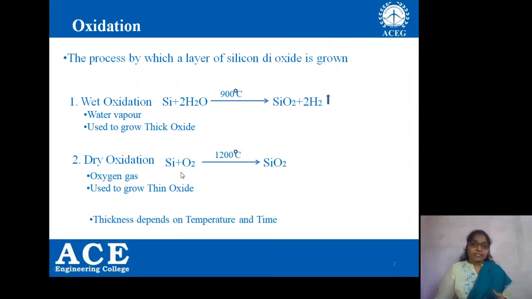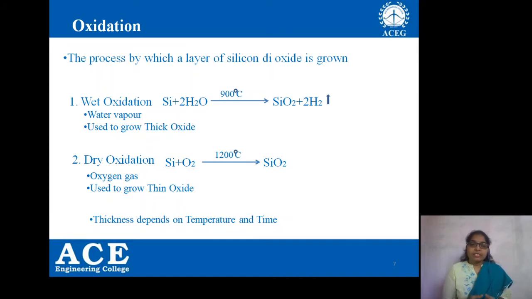And coming to the next one, that is dry oxidation. Dry oxidation uses oxygen gas in order to form the silicon dioxide layer. So Si plus O2 at around 1200 degrees centigrade gives rise to silicon dioxide. This silicon wafer is heated at around 1200 degrees centigrade, and oxygen gas is sent onto the total substrate, so that you can have a silicon dioxide layer formed onto the total substrate.